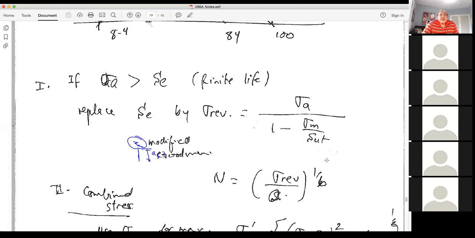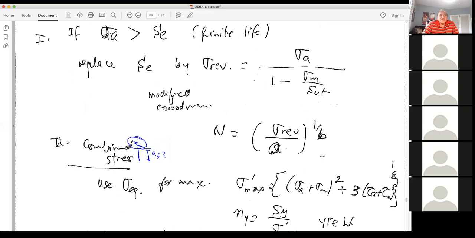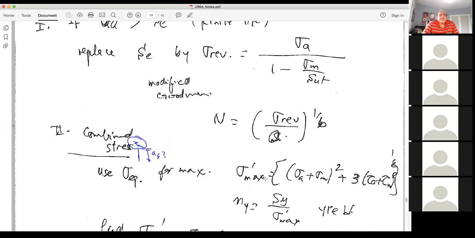Next, what happens if we have multi-axial loading, as we have in fatigue and shaft design, which is the next chapter? The idea is to use the distortion energy theorem, where we replace every stress by the von Mises equivalent. That's it. So if I have a maximum stress, I find the corresponding von Mises.